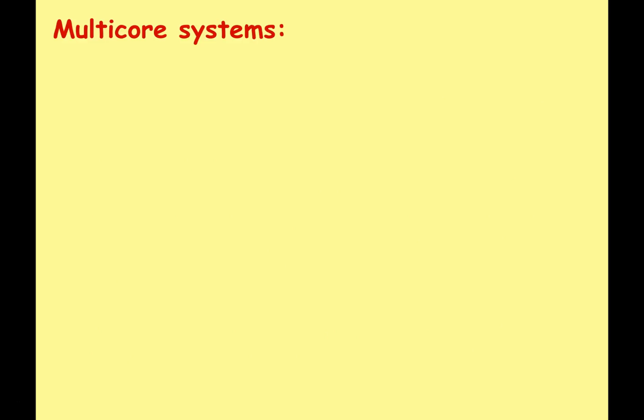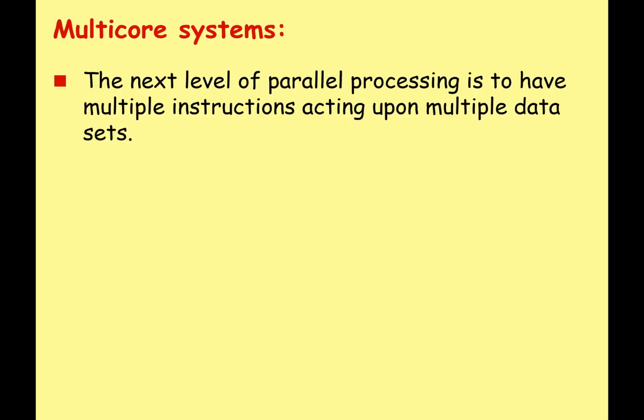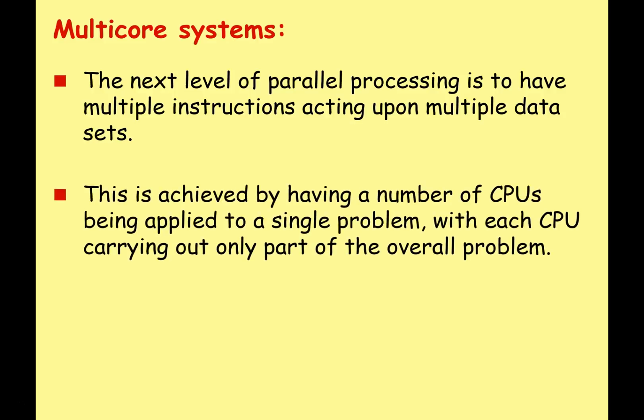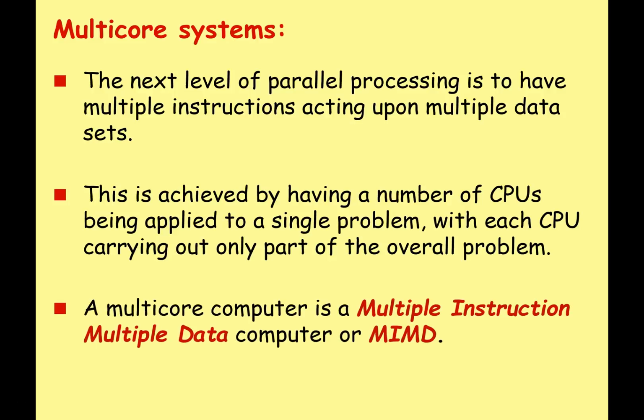Let's move on and take a look at multi-core systems. We've already covered that in a little bit of detail in the previous lesson. Let's now look at that in more depth when it comes to parallel processing. The next level of parallel processing is to have multiple instructions acting upon multiple data sets. This is achieved by having a number of CPUs, or processing units, being applied to a single problem, with each CPU or each core carrying out only part of the overall problem. A multi-core computer is a multiple instruction, multiple data computer, what we call MIMD.